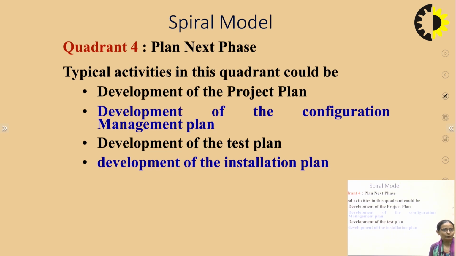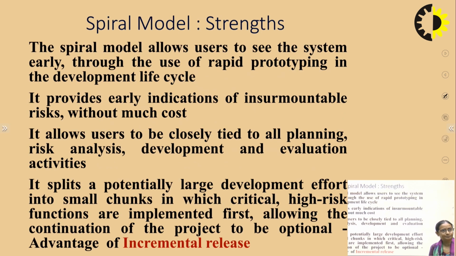In quadrant 4, what are we doing? We are planning for the next phase. Typical activities involved in this quadrant are development of the project plan, development of the configuration management plan, development of the test plan, and development of the installation plan.